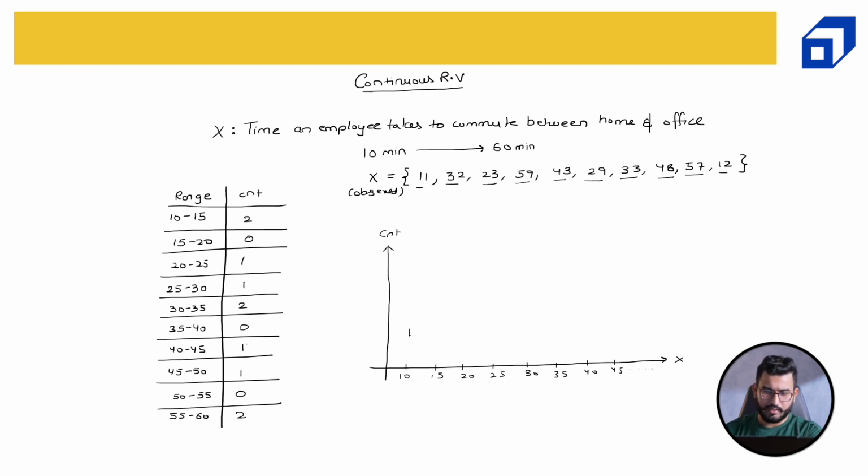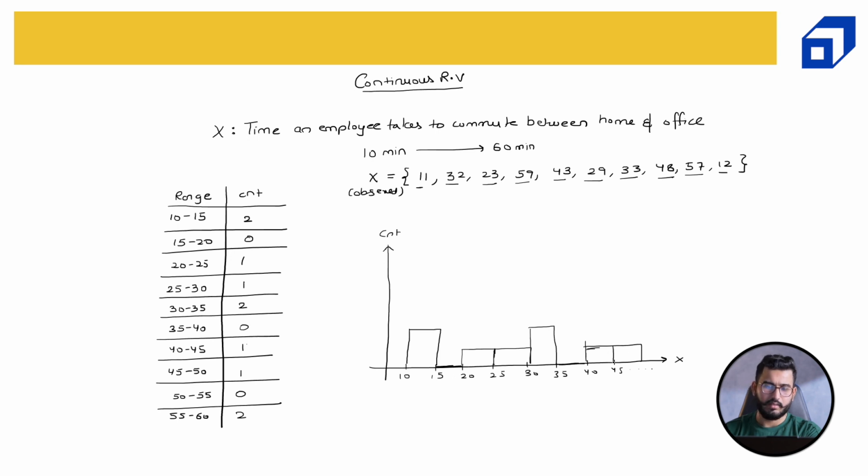This is not a bar chart, this is the histogram. So 10 to 15, let's say 2, like this. Then 15 to 20, I'm having 0, so a line like this. Then 20 to 25, I'm having 1 and then 1. So let's say like this. And then again I'm having 2. And then again I'm having 0. Then again 1 and 1.